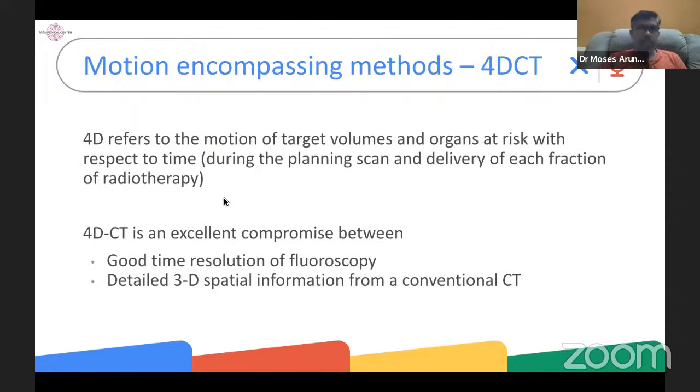The last method of motion encompassing is considered the gold standard for motion encompassing techniques, which is the 4D CT scan. The 4D stands for the fourth dimension of time that is being added into the 3-dimensional non-respiratory correlated images. Herein, you get an excellent compromise between the time resolution that we get with fluoroscopy and the detailed 3D spatial information that you get with a conventional CT scan.